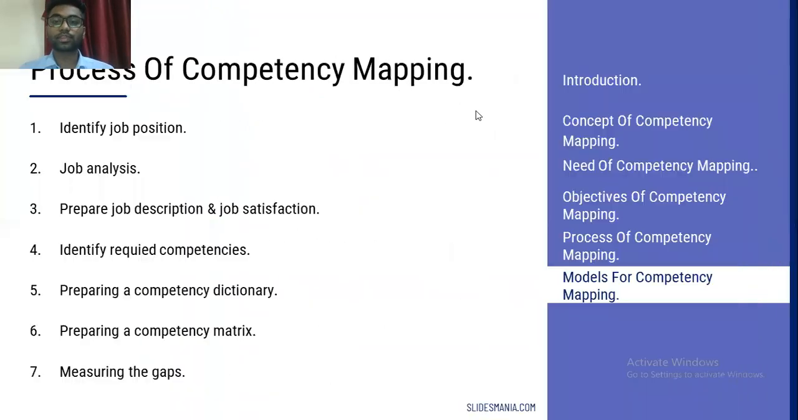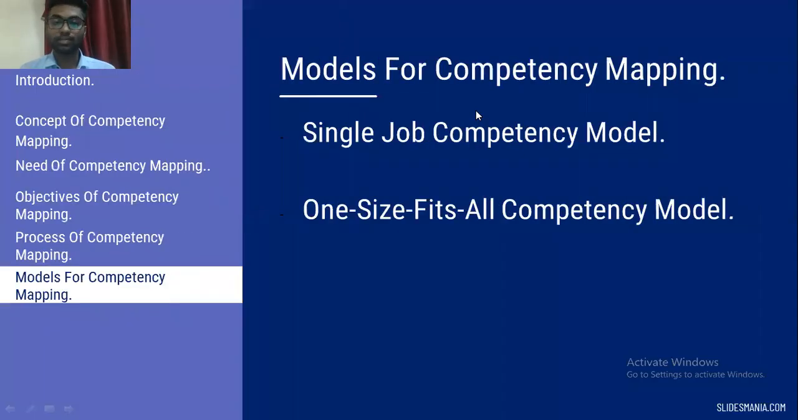Then we have the models for competency mapping: the single job competency model and the one size fits all competency model. The single job competency model is designed for a single person. Here we follow the same procedure: identify the job, then do a direct interview or give an assignment to that particular person, do the analysis of competencies, and map the competency from the single job competency model. It is only for a single job, single person.